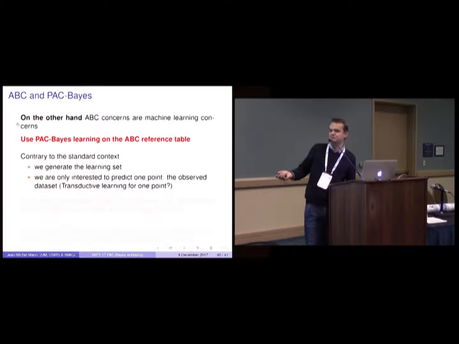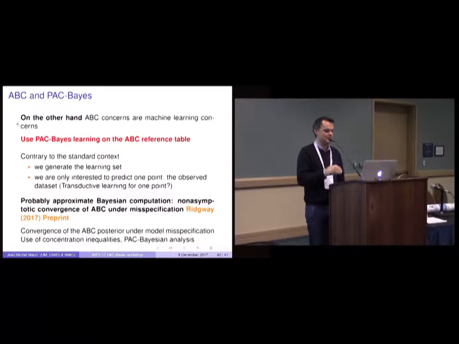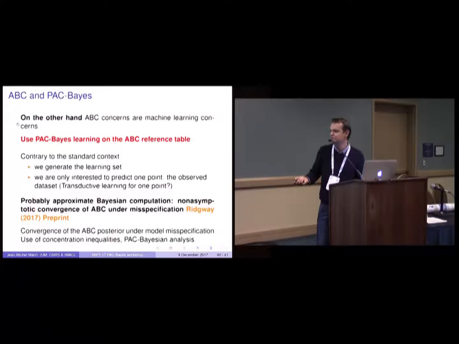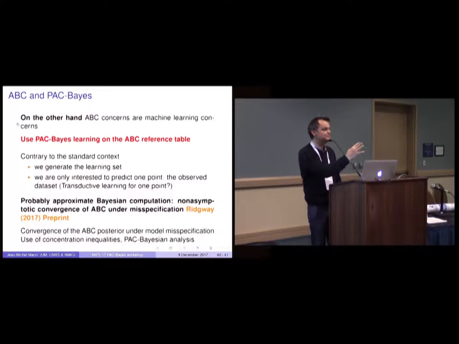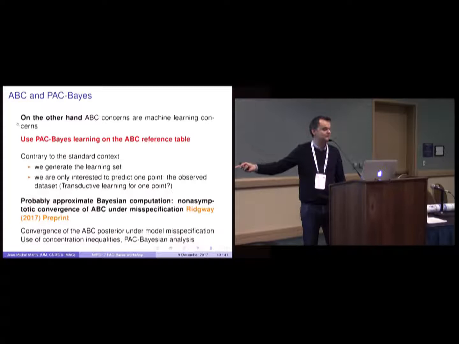And I see this as transductive learning. In some sense, we would like to do transductive learning for one point. Perhaps it can be helpful, I don't know. Moreover, there is this very nice preprint from Ridgeway, who studies the convergence of the ABC posterior under model misspecification, and he used concentration inequalities. We saw a lot of concentration inequalities this morning. He used PAC-Bayesian analysis, and he gets really interesting and clever results on ABC under misspecification, connected to what I said to Peter here, on whether ABC can be good under misspecification using PAC-Bayesian analysis. So I think this is the most interesting connection here.